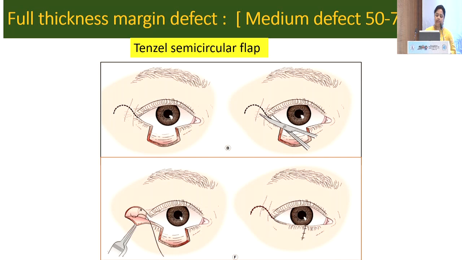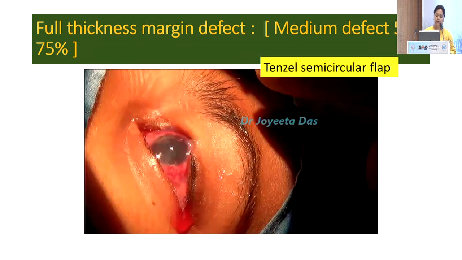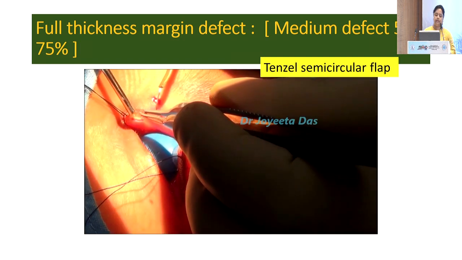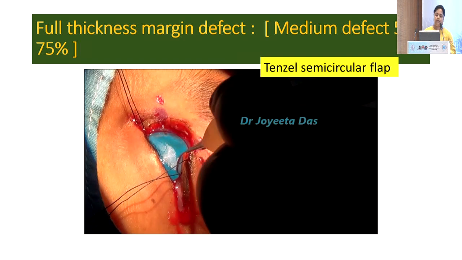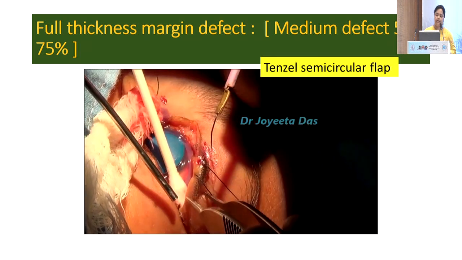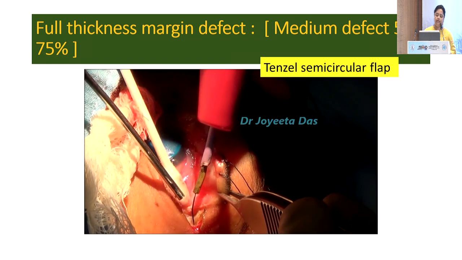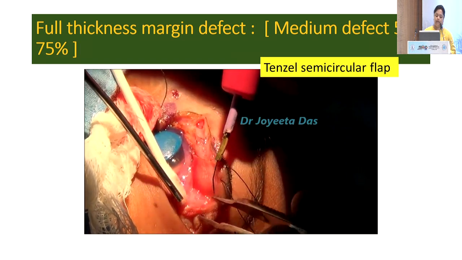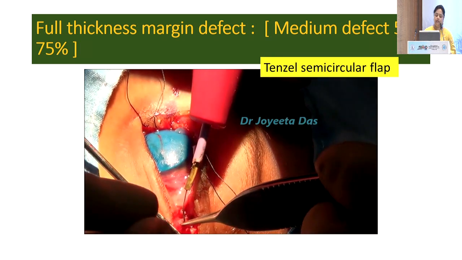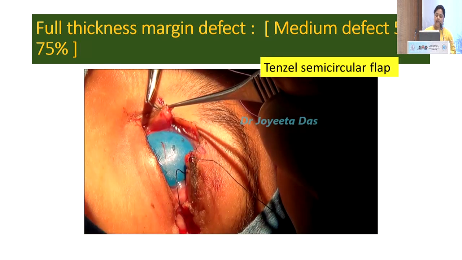Next, come to the medium-sized defect. Tenzel semicircular flap is the option. Here, this is a short video of the procedure. This is a case of Goldenhar syndrome, and a wedge-sized defect is present. Next, lateral canthotomy is done. Lateral canthus upper arm is cut, and then a small semicircular myocutaneous flap has been dissected.